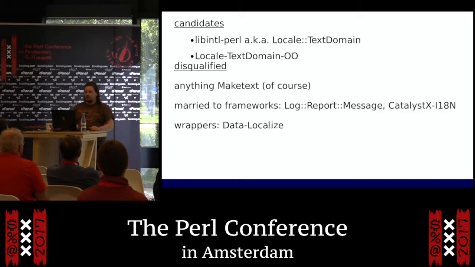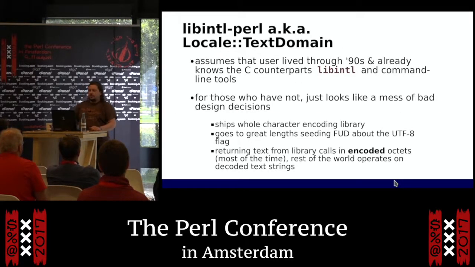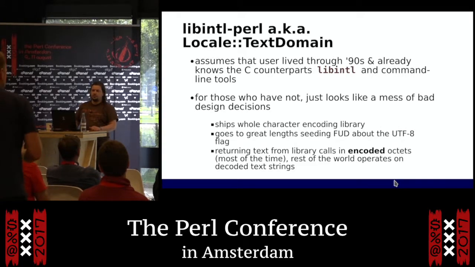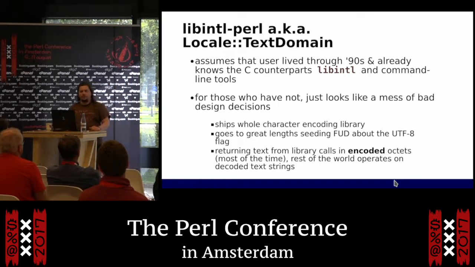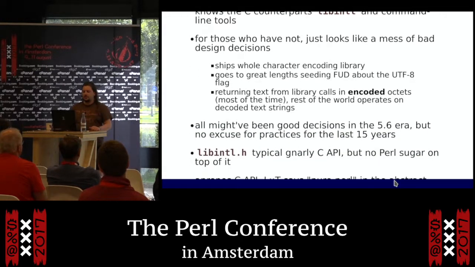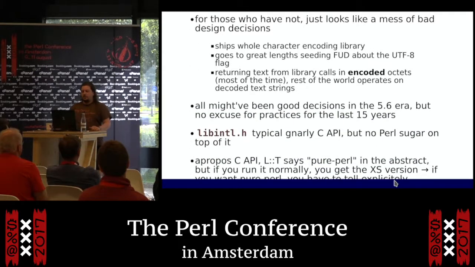Also, uninteresting stuff which can be done by lower level modules, and we are not interested in upper level modules. Locale text domain assumes that the user lived through the 1990s, already knows the C counterparts, the C library libintl, and the command line tools contained in the package named gettext. And for those who have not, the design decisions contained in the code of the module look just like a mess. It ships with a whole character encoding library, think like Encode, just inside this one.